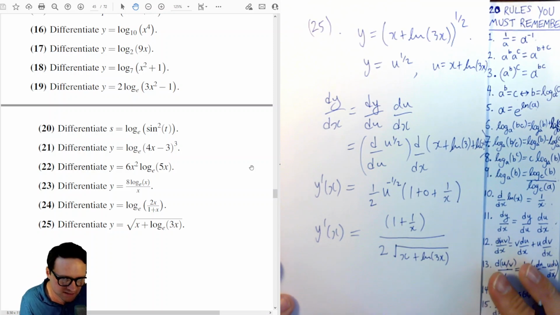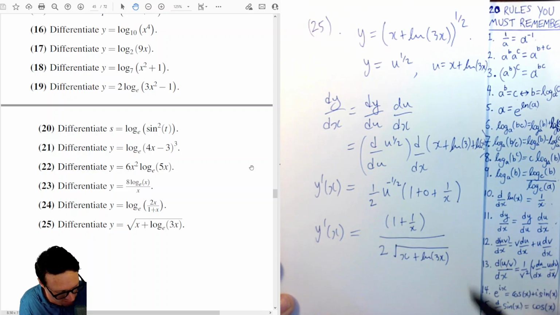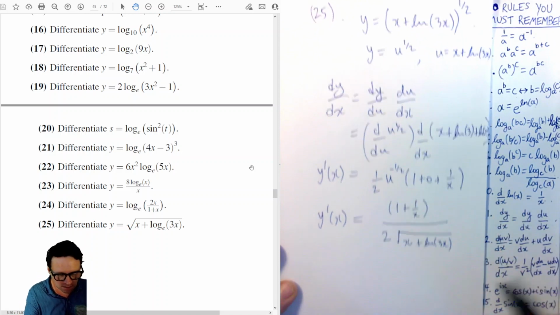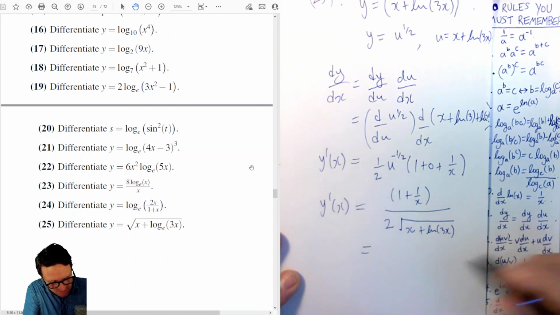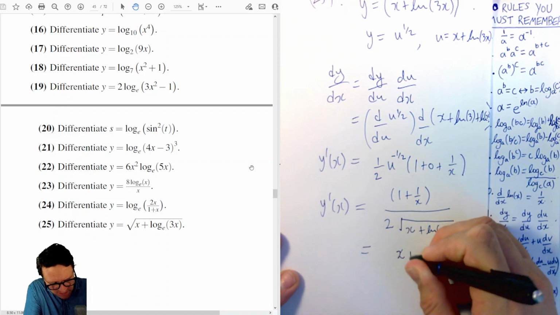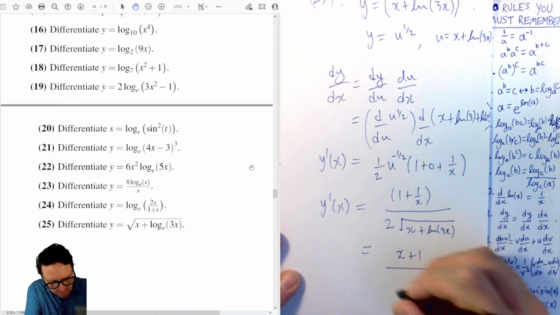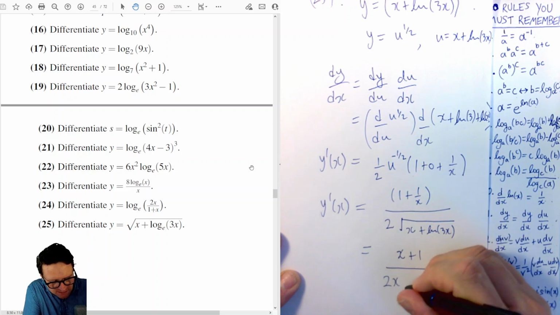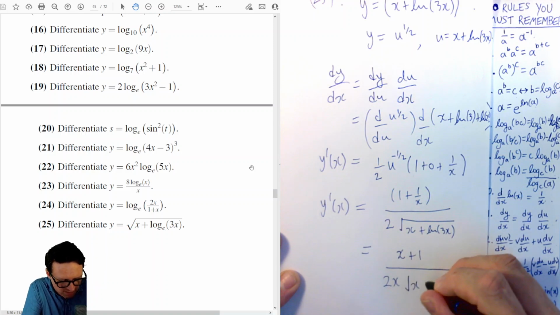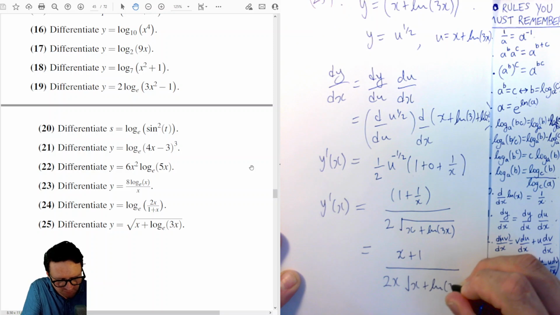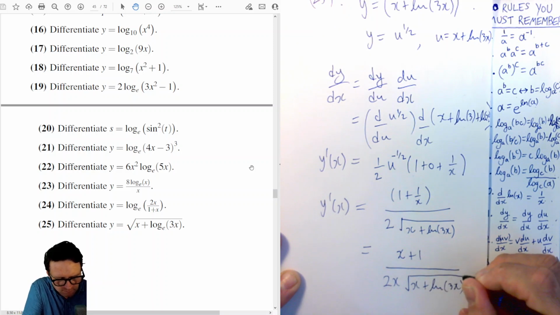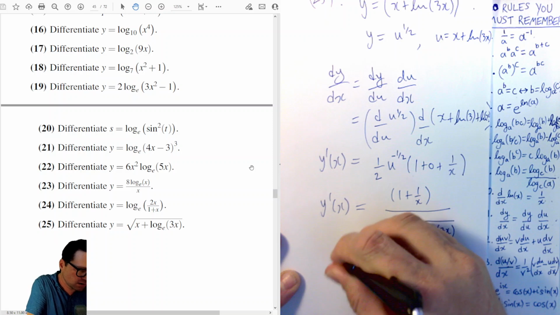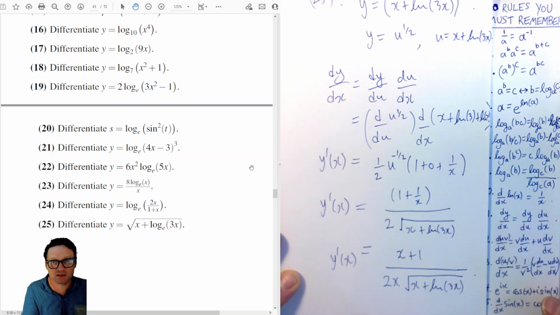Okay, can we simplify this any more? I believe we can by multiplying top and bottom, or numerator and denominator, by x. And so that tidies up the look of this, and so we get x plus 1 all over 2x square root of x plus ln of 3x. And we're done. Thank you very much.